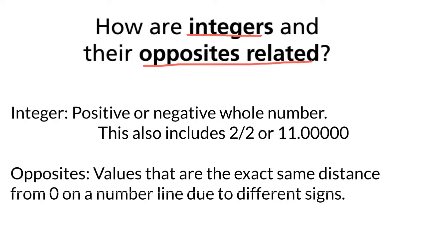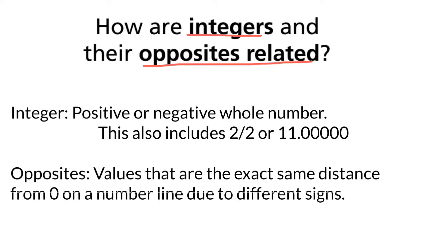I have defined these, integers and opposites. I would like you to define them also. An integer is a positive or negative whole number. Now this also includes 2 divided by 2. And the reason for that is 2 divided by 2 is actually 1 whole unit.